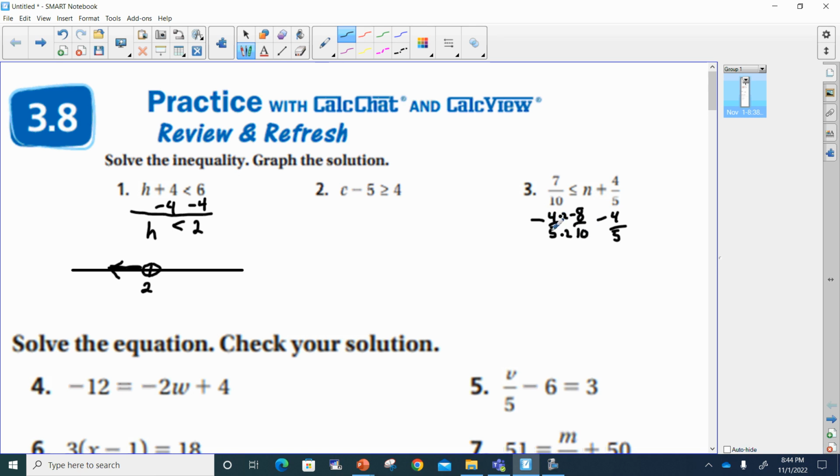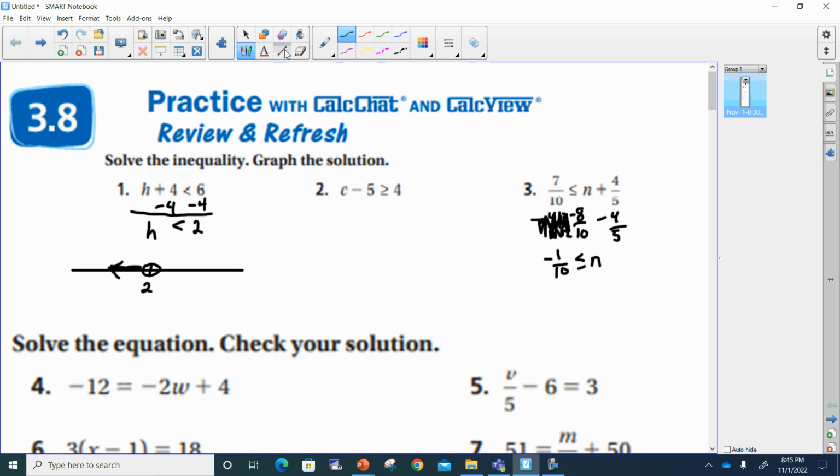This is all gone now. This is the only thing that remains over here. So I'm going to scratch this out. I got 7 over 10 minus 8 over 10. Well, that's a negative 1 over 10. And then I see that it's going to be less than or equal to n.